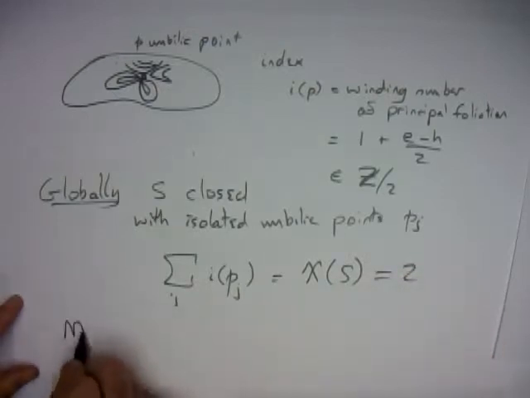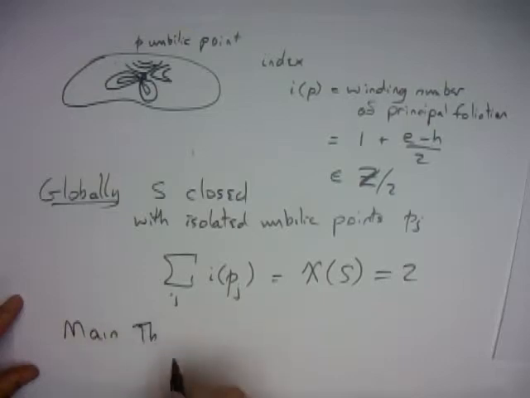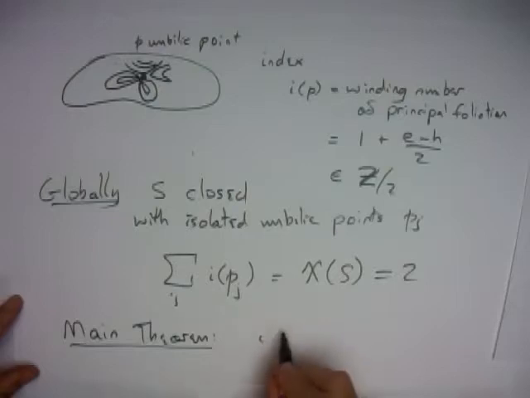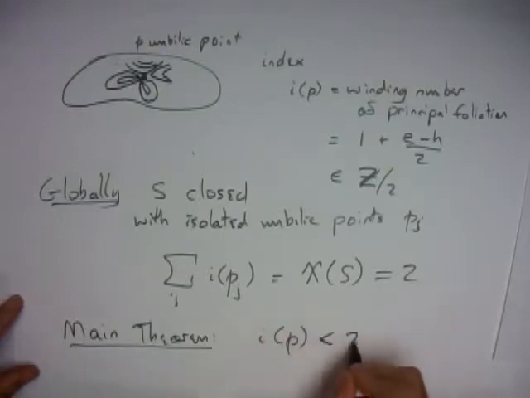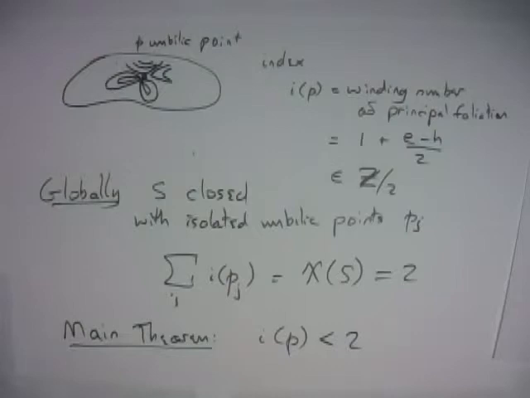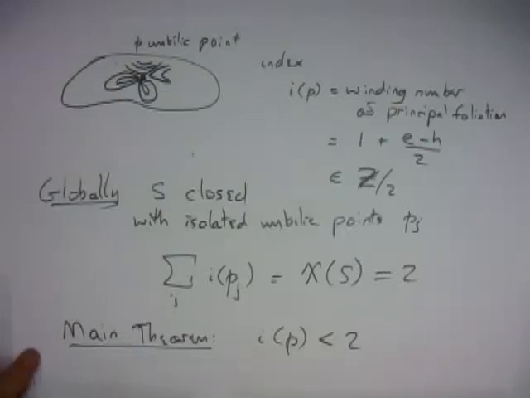And in fact this 2 is somehow the watershed number, and our main theorem is that you must have this index less than 2 at each point. Okay, so with that, let's look at a few examples that may illustrate all of this.